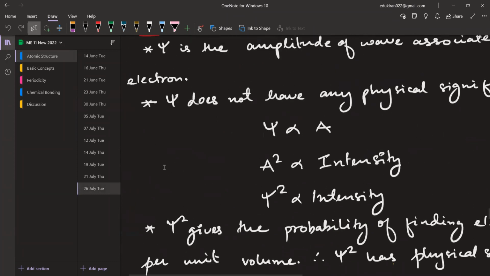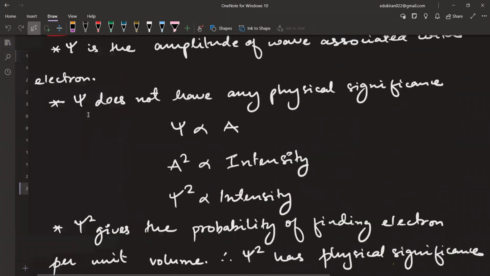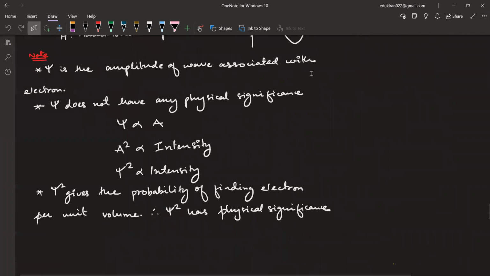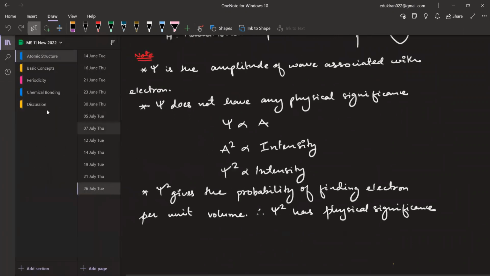The last class, yeah. See, psi is the amplitude of the wave associated with the electron. Psi does not have any physical significance. Psi is directly proportional to the amplitude. Amplitude is directly proportional to the intensity. Psi square gives the probability of finding the electron per unit volume. Psi square has physical significance. So now we are going to talk about psi square.